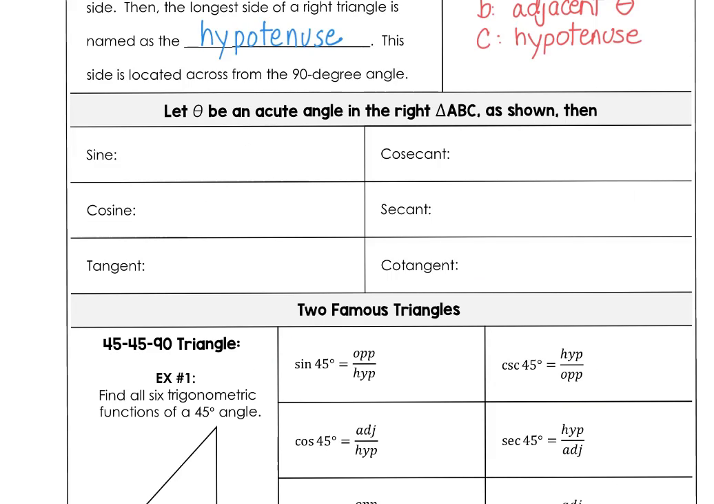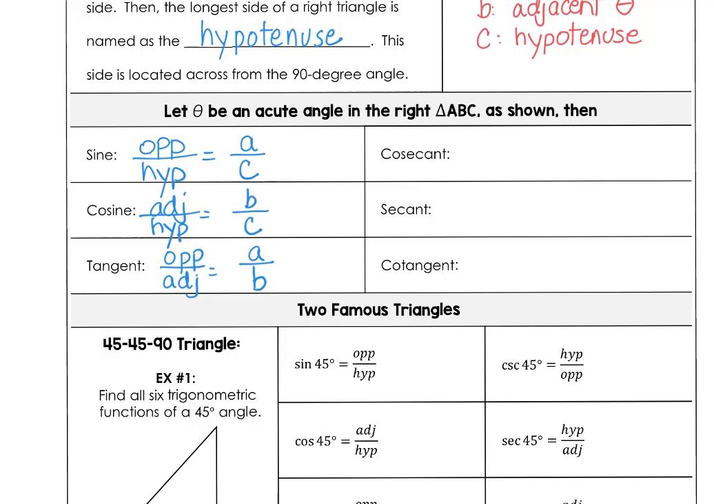So if we let theta be any acute angle in that right triangle ABC shown above, then the sine function is going to be the opposite side of theta divided by the hypotenuse. So that's side A divided by side C. And cosine is the adjacent side divided by the hypotenuse. That would be side B divided by side C. And tangent would be the opposite side divided by the adjacent side. And that would be side A divided by side B.